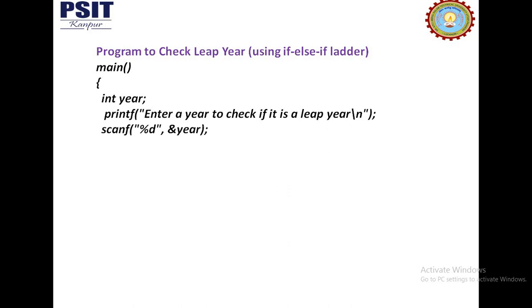So suppose a year has been entered. First of all I have checked whether it is divisible by 400, right? Then it is a leap year. Years 1600 and 2000, these are all leap years, right?